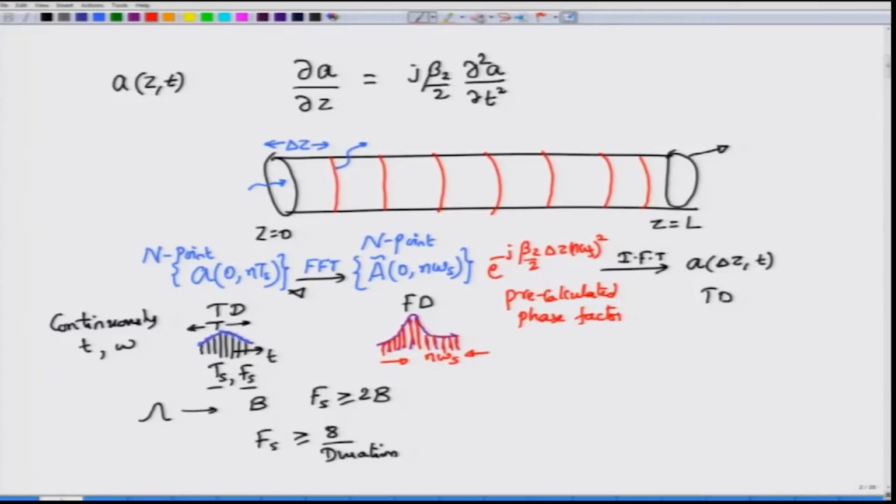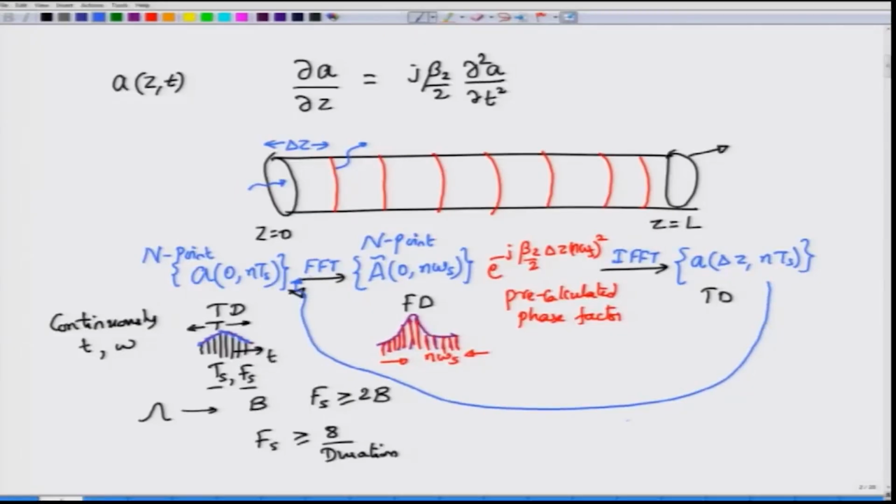And the final step would be to replace the continuous inverse Fourier transform by the discrete inverse Fourier transform, which is implemented by what is called the inverse fast Fourier transform or IFFT. And when you do that, what you get is the discrete array, which would have now propagated over a length delta z, and this is the array that you are going to get. Of course, you are now going to go back and start the process again.